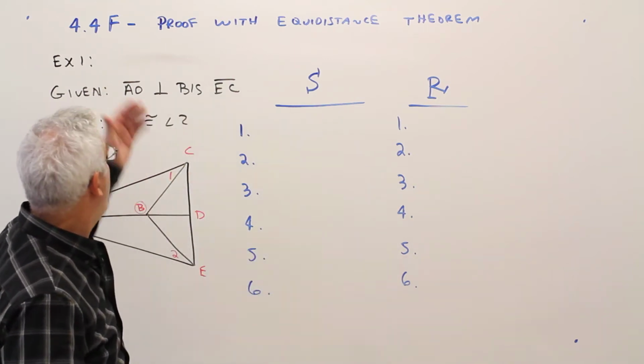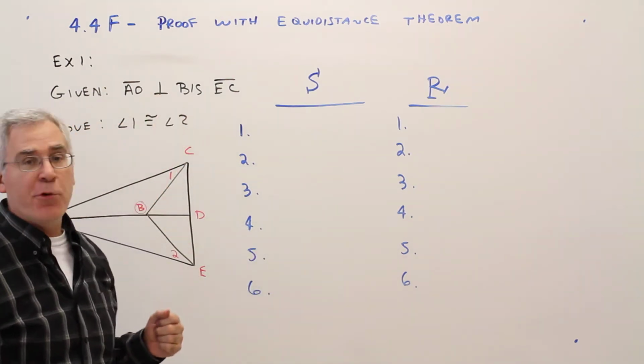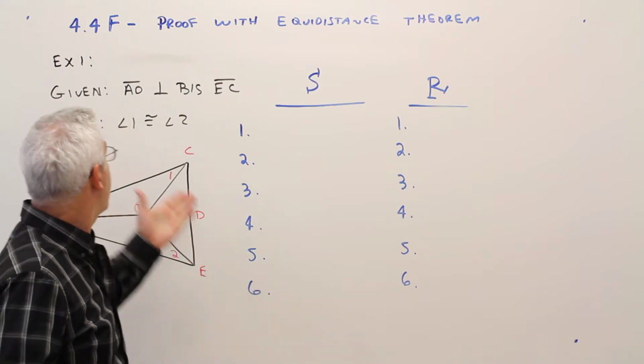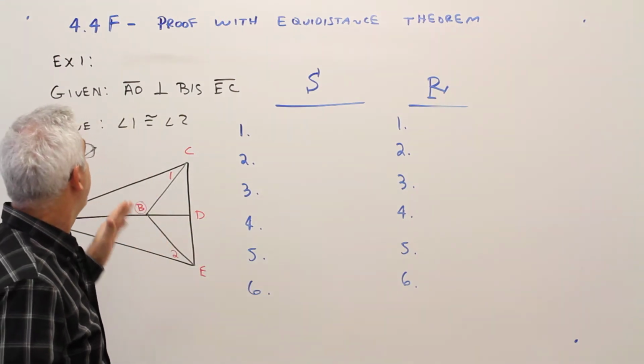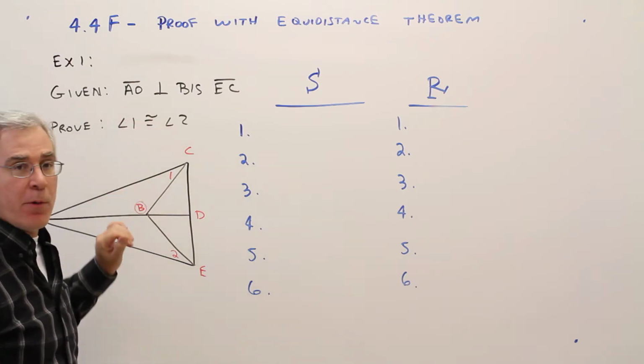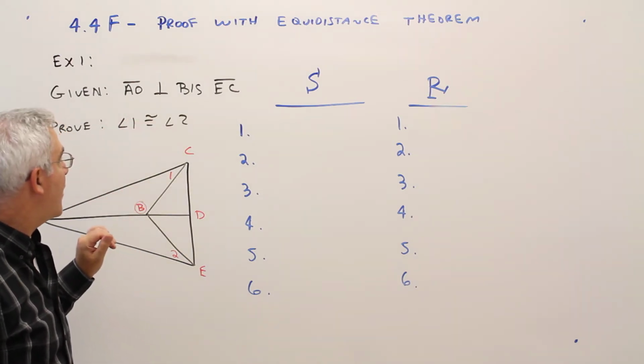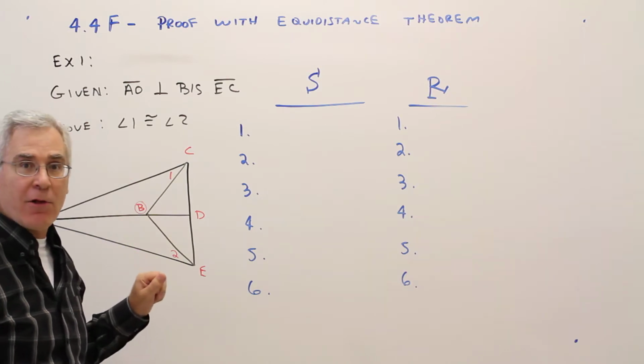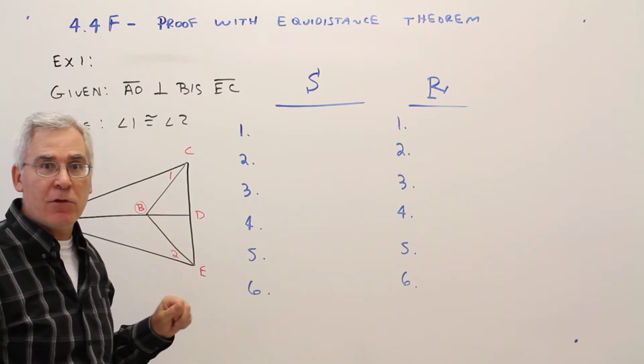Welcome to video 4.4f, a proof with the equidistance theorem. So here's example 1 in your note packet. Given this figure with AD, the perpendicular bisector of EC, prove that angle 1 is congruent to angle 2.